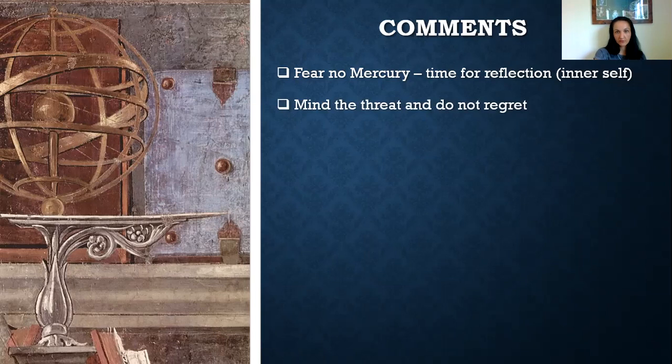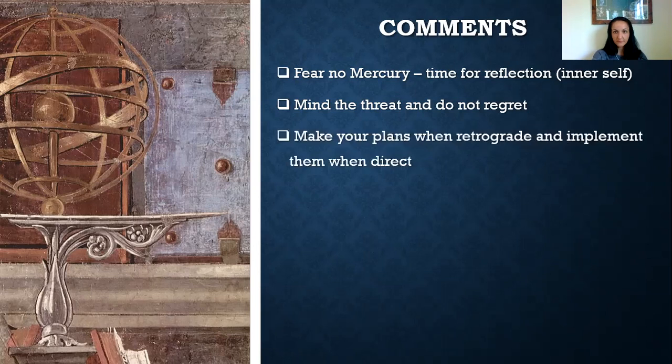Mind the threat and do not regret. I put this because if we are careful, probably less bad things, let's say, will happen. Because if you know that Mercury is retrograde, and it is very likely that something will happen on the way to the airport, then leave 1-2 hours earlier, and then you'll be fine. Make your plans when retrograde and implement them when direct.